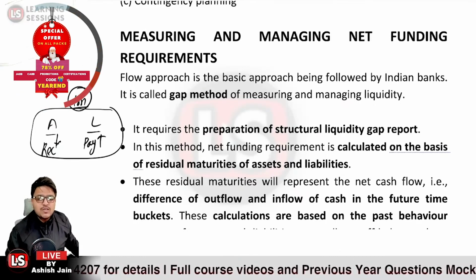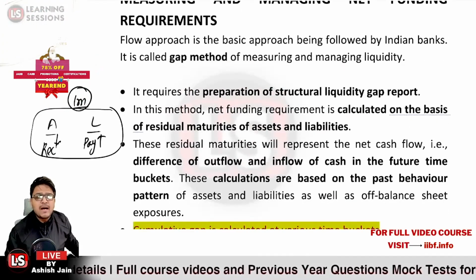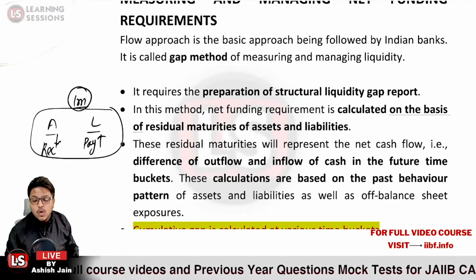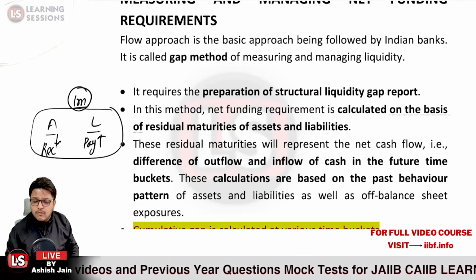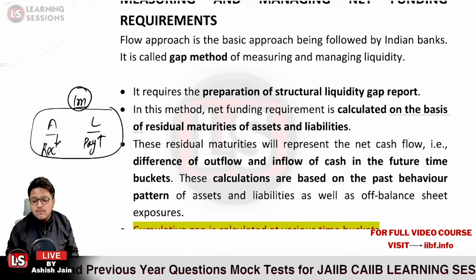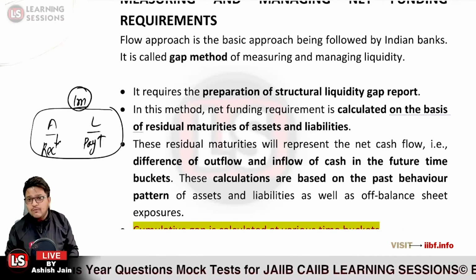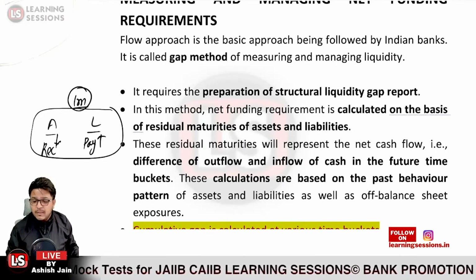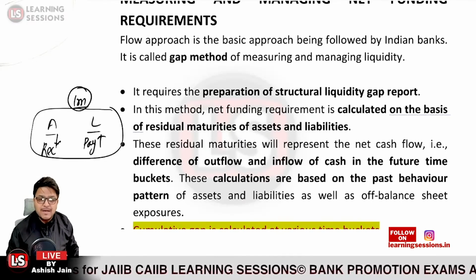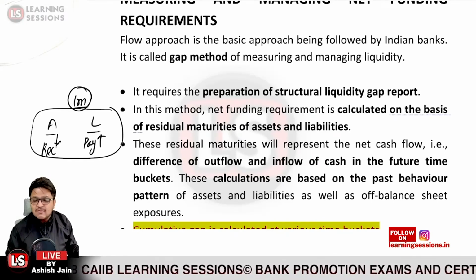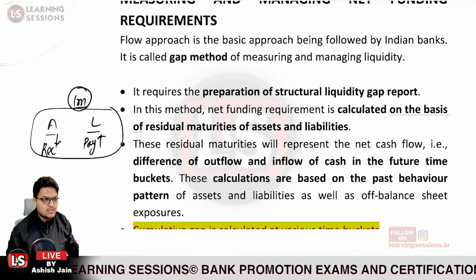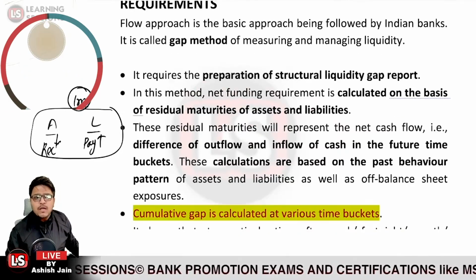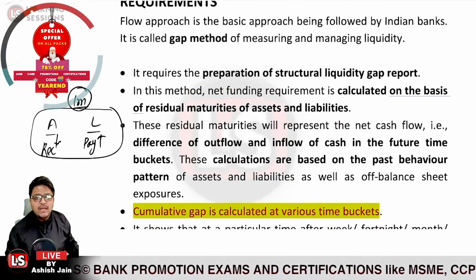Okay, these calculations are based on the past behavior pattern. So from where do we get the data? We will be getting the data on what amount of the assets is volatile and what amount is non-volatile. We will be taking the concerned data from the past behavior, past patterns of the assets and liabilities, as well as the off balance sheet exposures. Is that clear?